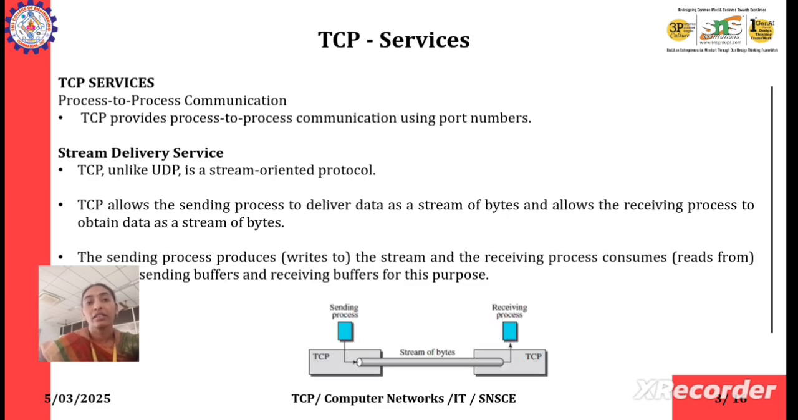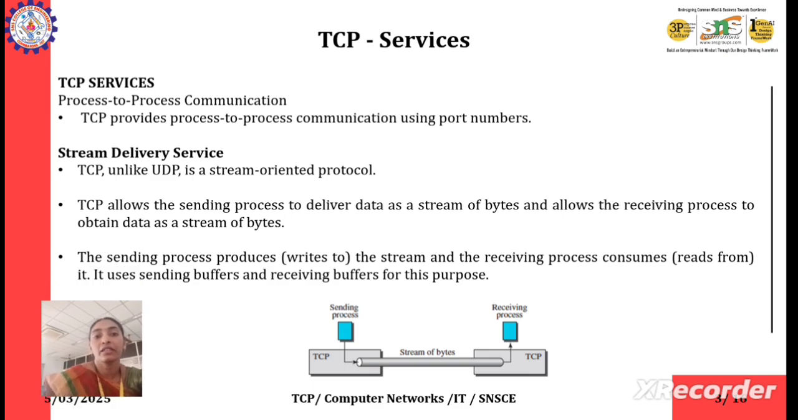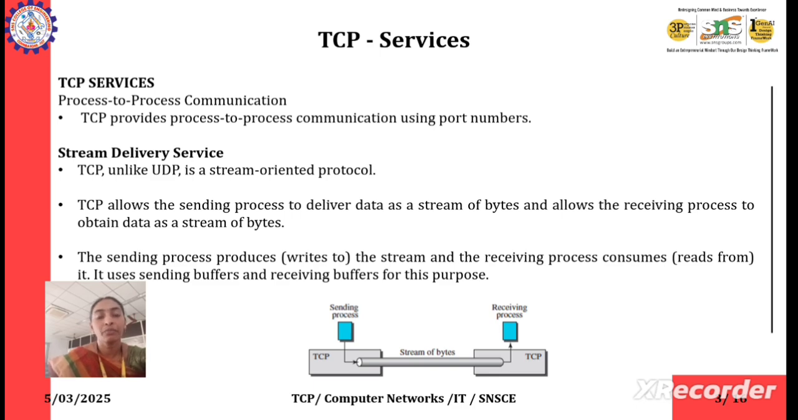Next one is the TCP services. TCP provides process-to-process communication using port numbers. Then stream delivery services. TCP, unlike UDP, is a stream-oriented protocol. TCP allows the sending process to deliver data as a stream of bytes, and allows the receiving process to obtain the data as a stream of bytes. The sending process produces the stream and the receiving process consumes it. It uses sending buffers and receiving buffers for this purpose.